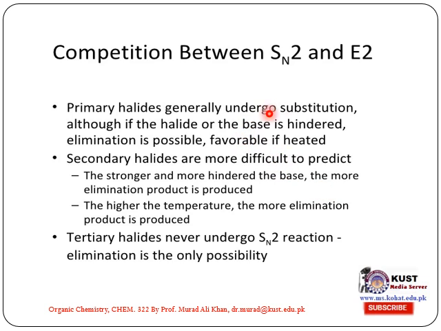Primary halides generally undergo substitution, although if the halide or the base is hindered, elimination is possible. And elimination is also favorable if we apply heat or high temperature. The secondary halides are more difficult to predict because they can undergo SN1 or SN2, or they can undergo E1 or E2, depending upon the different reaction conditions.